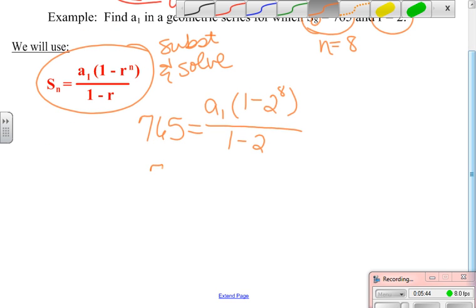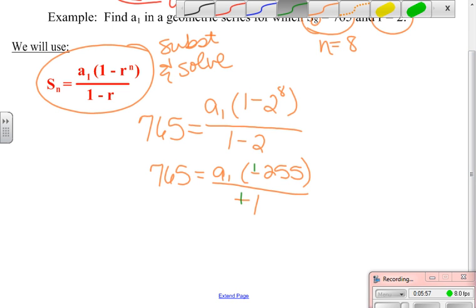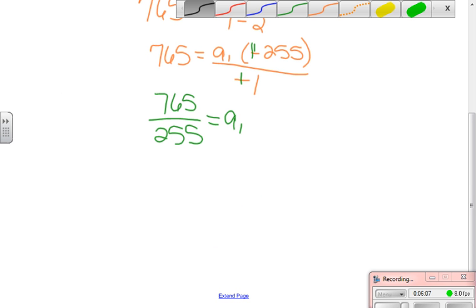So I end up with 765 is equal to a1 times negative 255, all over negative 1. A negative over a negative is positive, so I'm going to divide both sides by 255. And that's going to be a1. When you do that, a1 is 3. Pretty short and simple lesson for today.